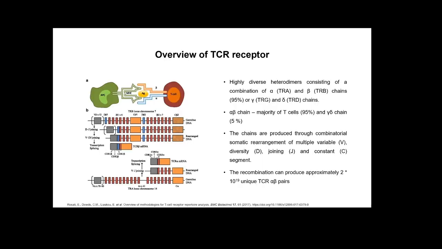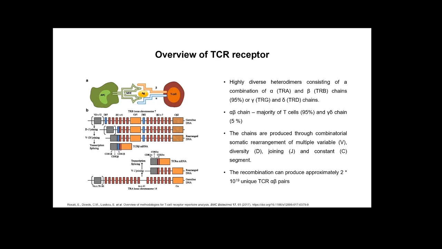So, what is TCR receptor? TCR receptors are made up of two heterodimers, which consist of an alpha chain and a beta chain, or it could be a gamma or delta chain. The alpha beta chain comprises 95% of the TCR cells, and the gamma and delta chain is only 5%. These chains are made up of three or four different types of segments, which are V region, J region, C region, D region. The D region is present only in the beta chain.